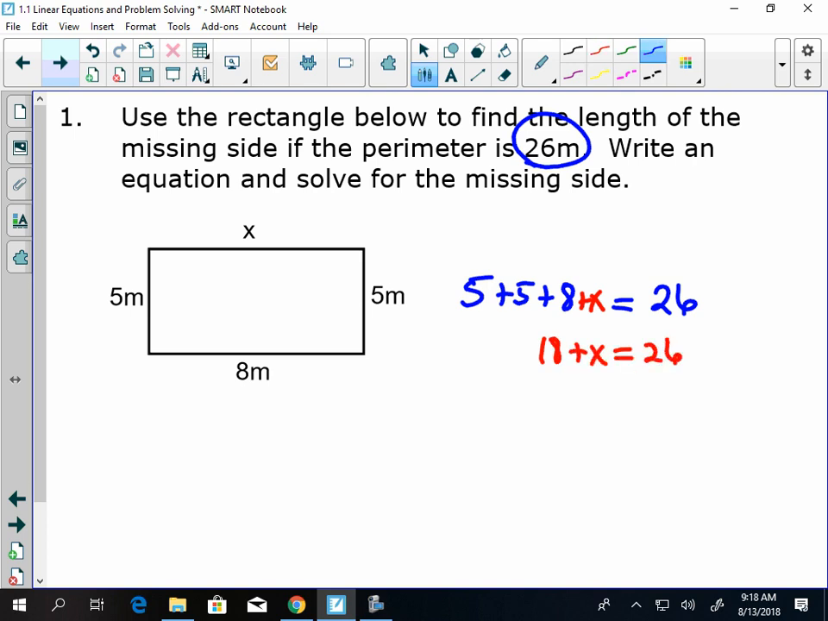How do I get rid of the 18? Subtract 18 from both sides. X equals 8. 8 what? 8 meters. You don't put the meters in the equation. You only put it on the answer. I will let you know when we take the test on the Chromebooks, if you don't have your unit of measurement, it's going to mark it wrong. I don't grade it. It does. It is the all-powerful computer.